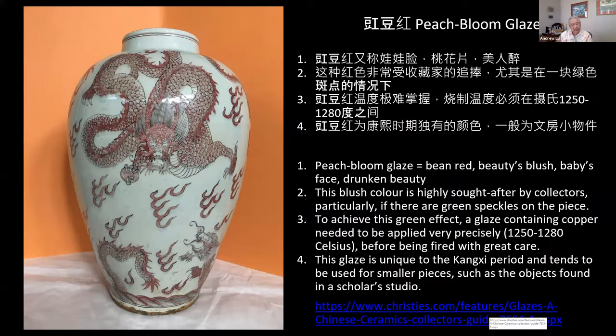So the success rate is only 3%. That's why only in the Kangxi time do you have these kinds of colors. Look at this vase, and we have to introduce a little bit about Kangxi.